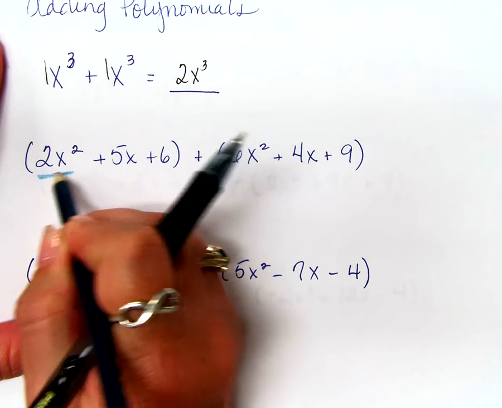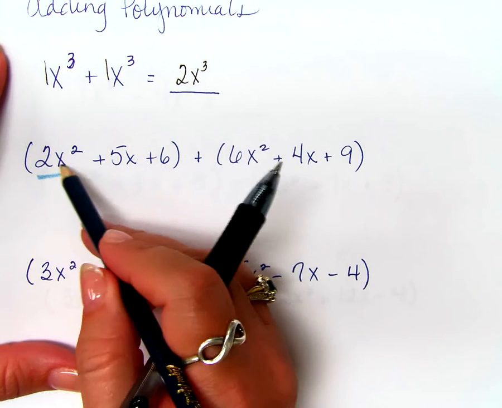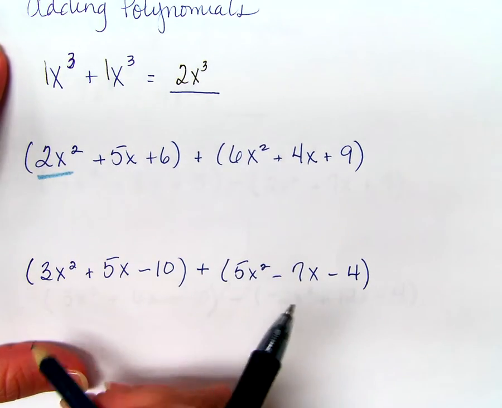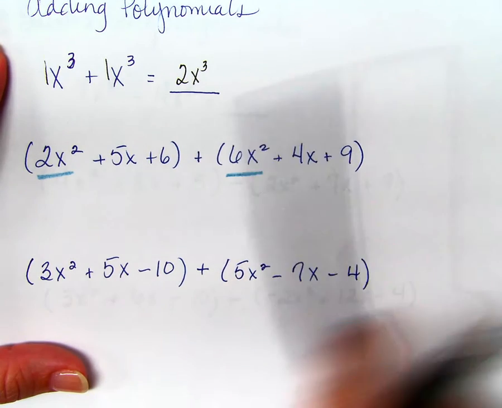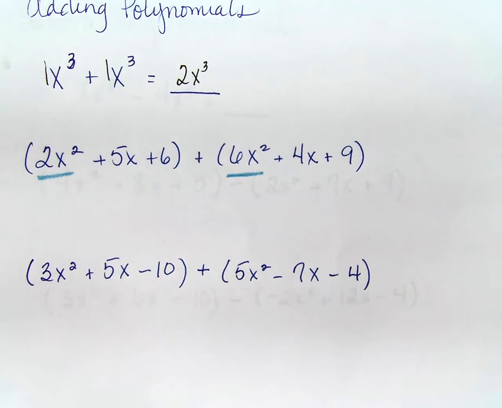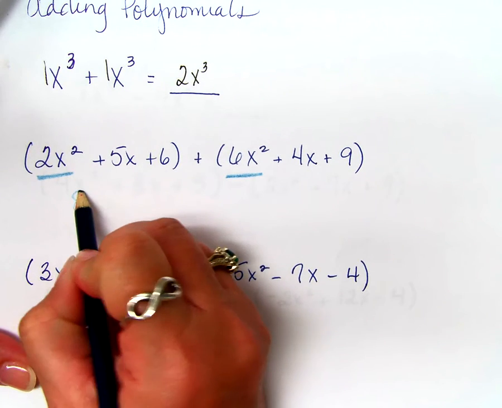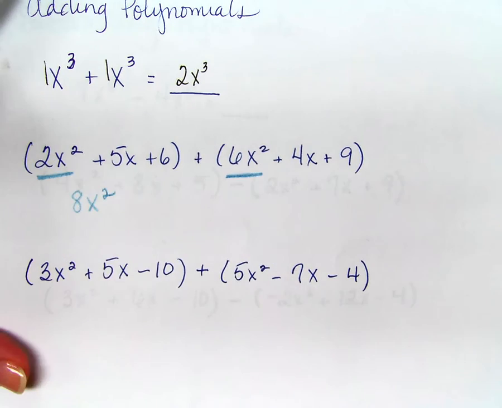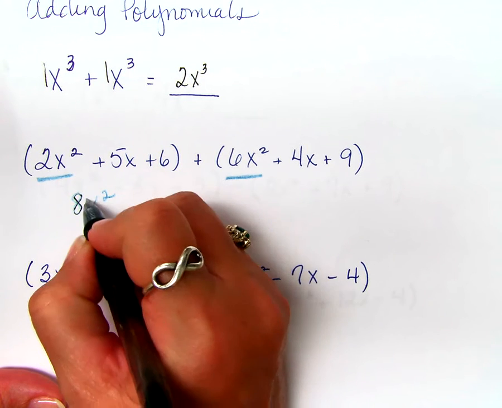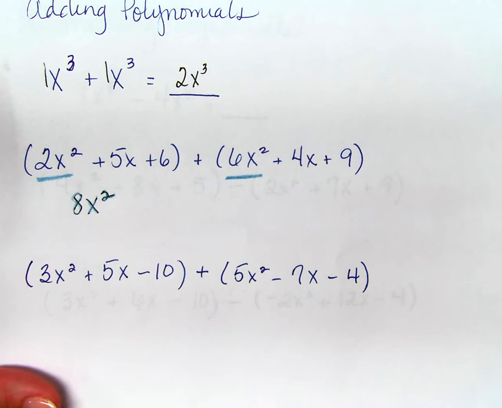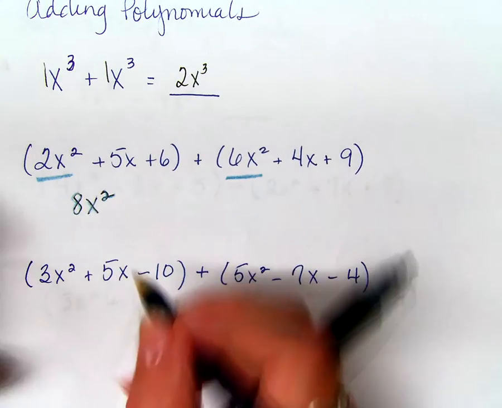Well, how do I know if it's a like term? How do I know if it's a like term of 2x squared? Well, if there's another term with an x squared. So if I have 2x squared and 6x squared, I get 8x squared. Okay? Can you see that? No? Okay. 8x squared. Okay? That came from the blue. I'll underline it with blue.